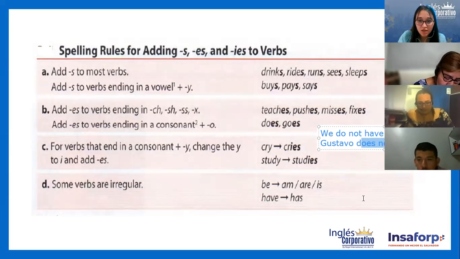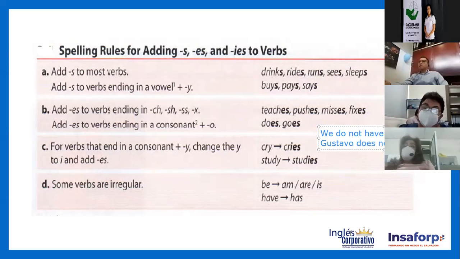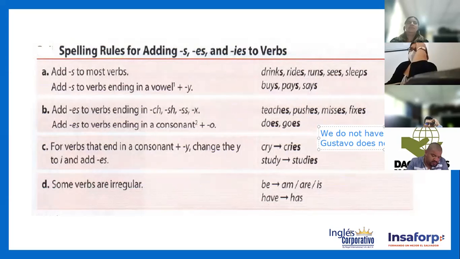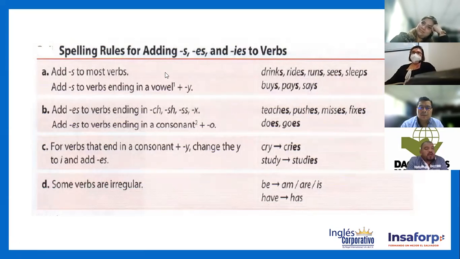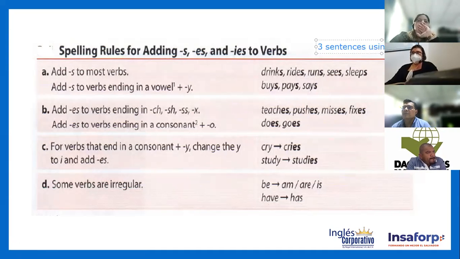Utilizando he, she, or it. No sé si hay dudas o questions about this part. No questions? No? Okay. So let's practice then. Vamos a practicar entonces this part. And I want you to write, vamos a escribir en el chat box, three sentences using el verbo have. Vamos a hacer tres oraciones afirmativas and negatives, right?